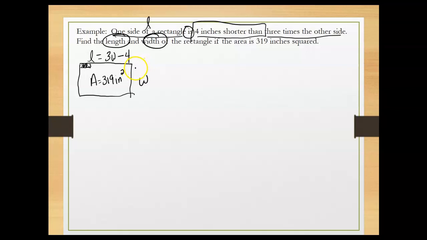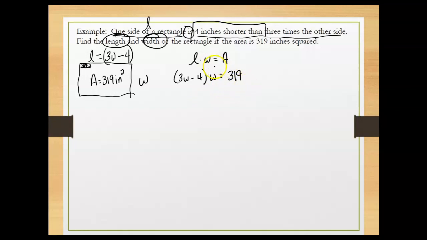Well, if I was adding all of these for perimeter, that would be linear. We've done those before. But instead, I'm finding the area. Remember, area of a rectangle is length times the width. Well, I don't know the length times the width, but I do know that the length is 3w minus 4. And so that has the advantage of giving me one variable, w, instead of two variables, L and w. It also gave me the area, which is 319. It's unnecessary to put my units in the problem.